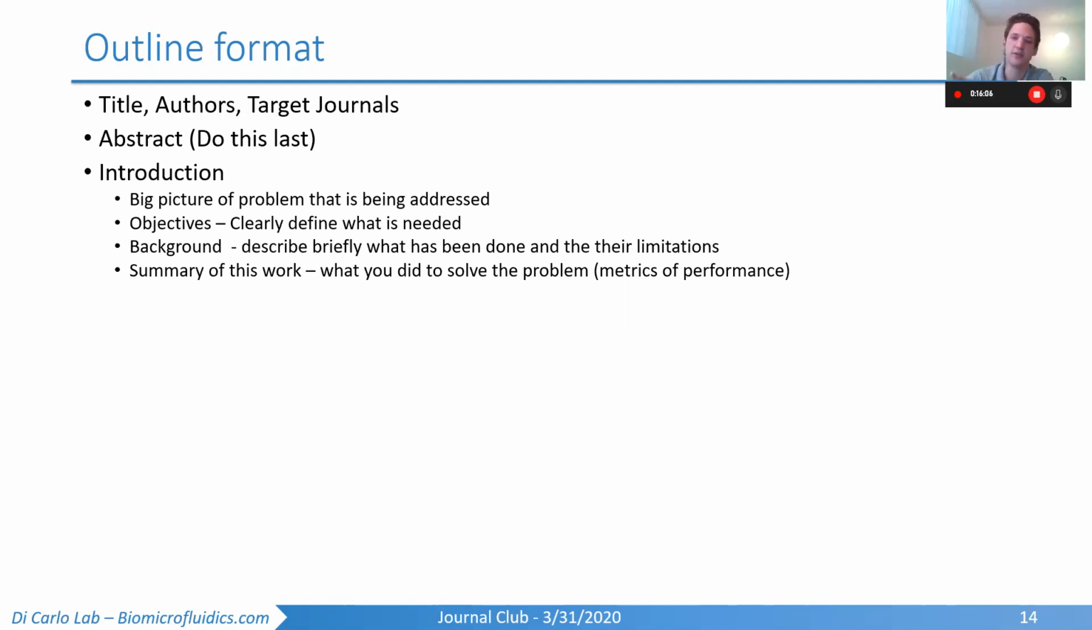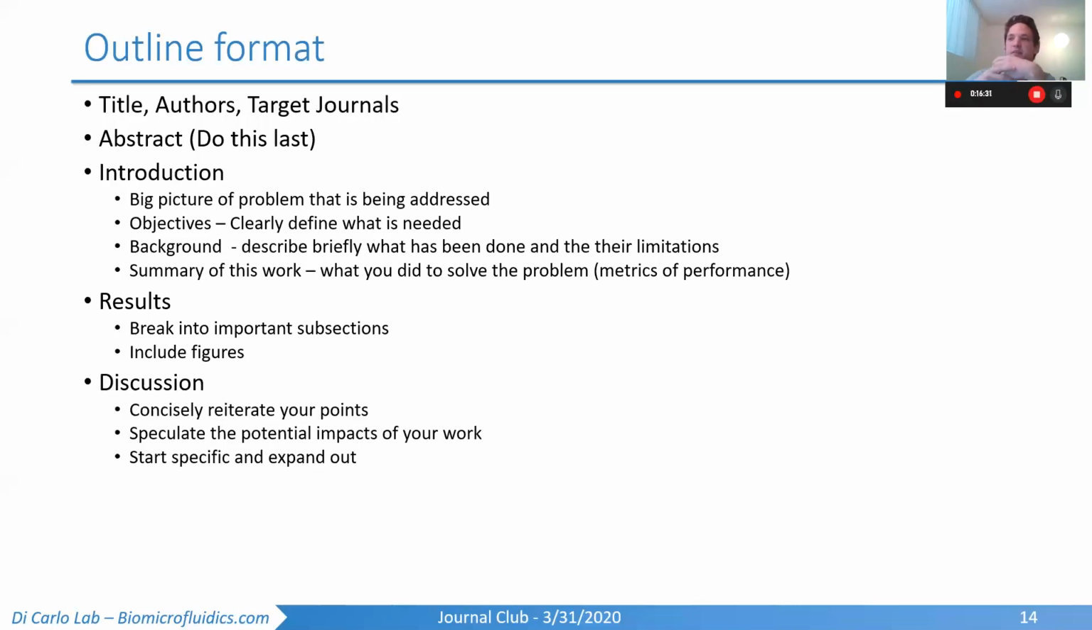And also including some metrics of performance of how well did we achieve this? Just a kind of quick summary. Next would be the results section. In the early stages, I would just break it up into important subsections. A lot of times this ties in with the figures that you want to present. I would include a rough draft or a sketch of your figures in this case.